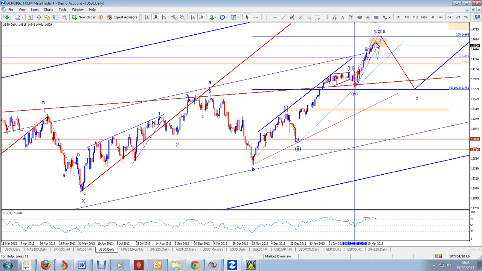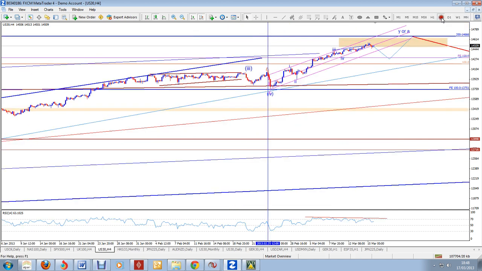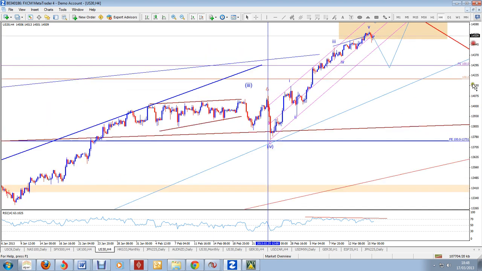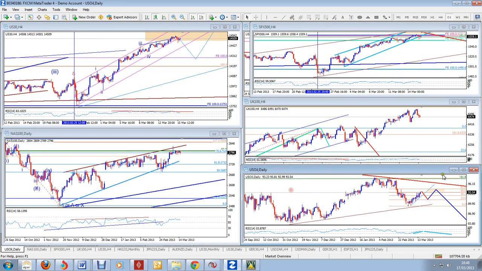So for the coming week we are talking about equity market just sideways to upside bias, and then maybe on Monday we might get an early indication of what is likely to take place.